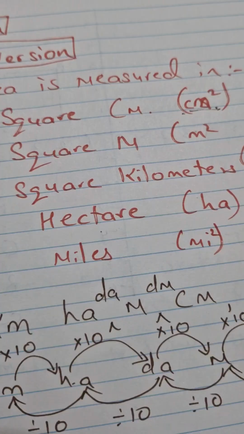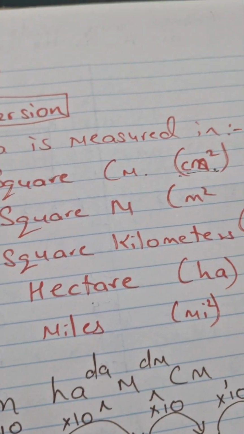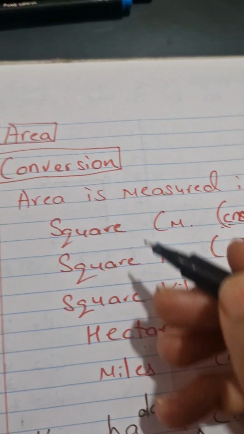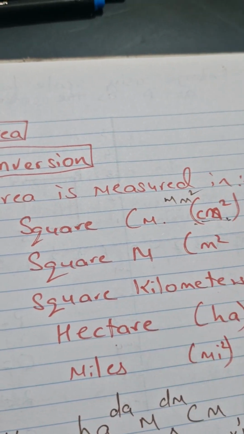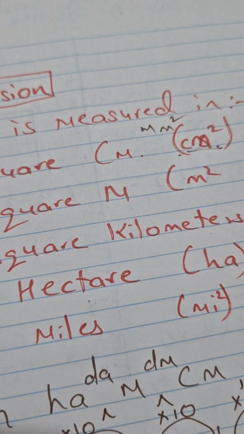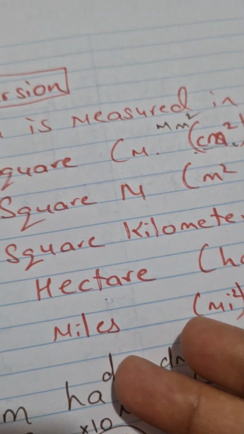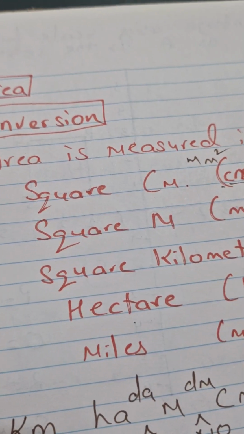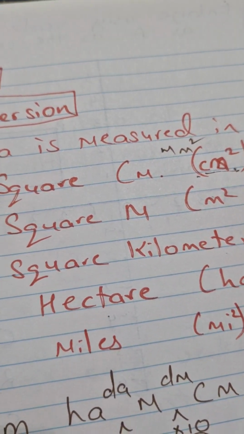Kilometer is bigger than meter, and meter is bigger than cm square. Sometimes we are also measuring in mm square, so we can write mm square here also. Now another unit is hectares. Area is also measured in hectares and miles. Hectares and miles are also other units of area.